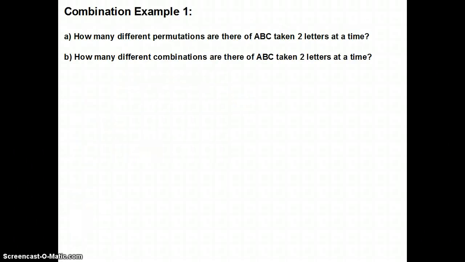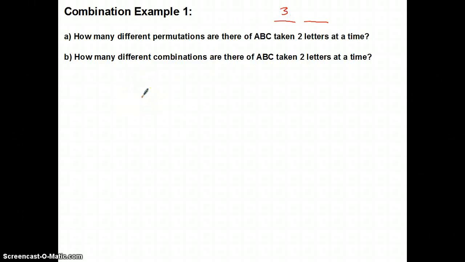So let's look at an example of a combination, and we're going to look at what a combination is by first looking at a permutation. Part A says, how many different permutations are there of ABC taken 2 letters at a time? So we have 2 different letters that we're going to pick, and we want to figure out how many different ways we can choose these 2 letters from 3 different letters. So for the first position here, we could pick A, B, or C. That means we have 3 different options there.